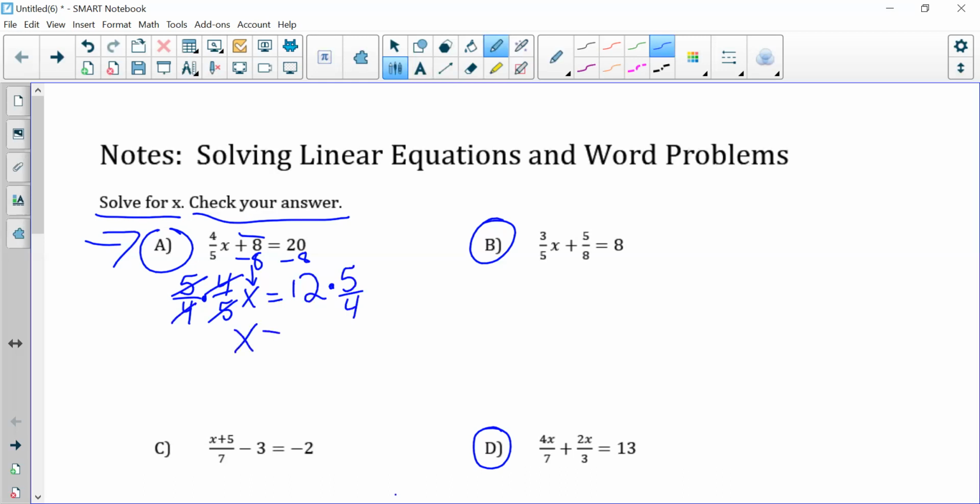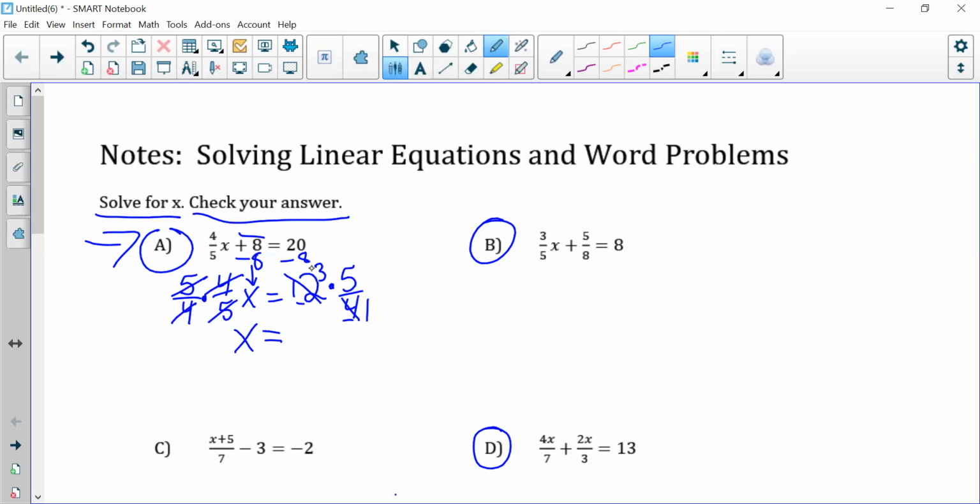All right, next, let's look over here. 12 times 5/4. Well, we can do 12 times 5 and then divide by 4. Or we can simplify this first because 4 goes into 12. So 4 goes into 4 one time, 4 goes into 12 3 times. Now, isn't it much easier to say 3 times 5 than 12 times 5 divided by 4?